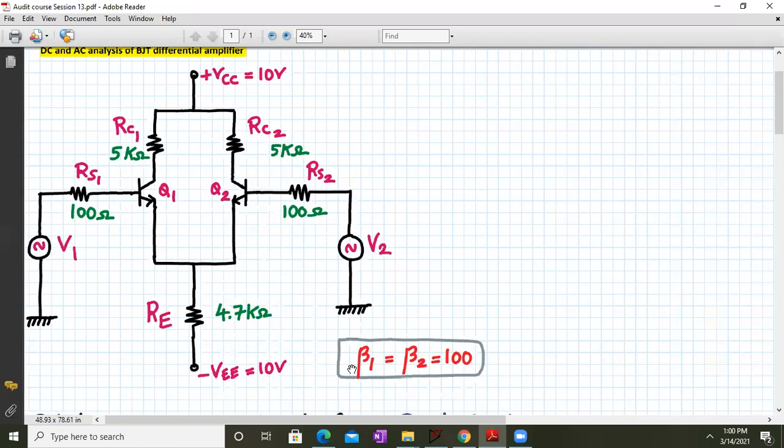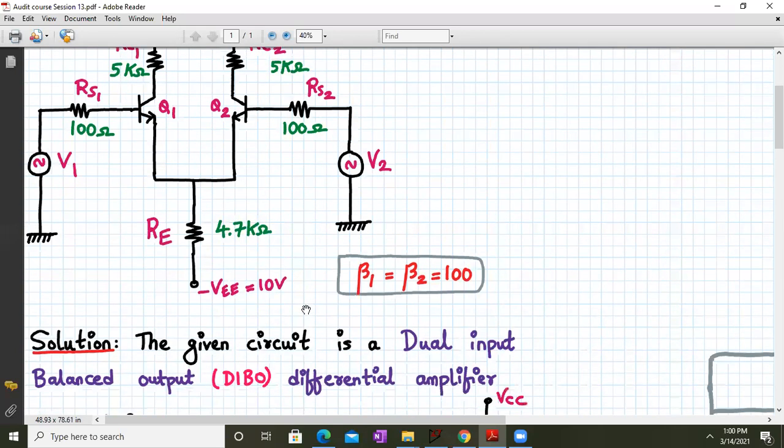Now, even the beta values of both the transistors are the same, given as 100. And if you see carefully, Q1 and Q2 transistors, along with the circuit, are actually mirror images of each other. If you build a bifurcation line in the middle, you will see both the stages are mirror images of each other. Okay, let us start.